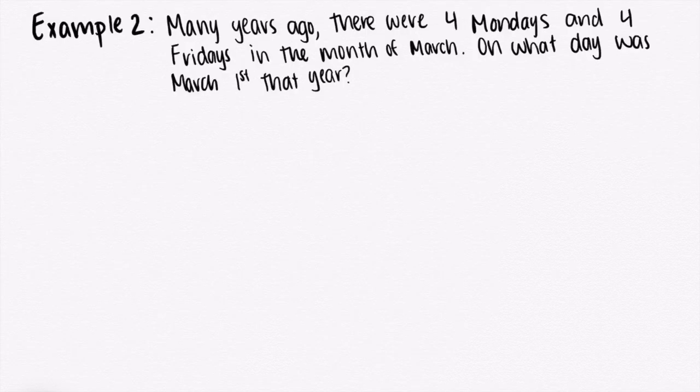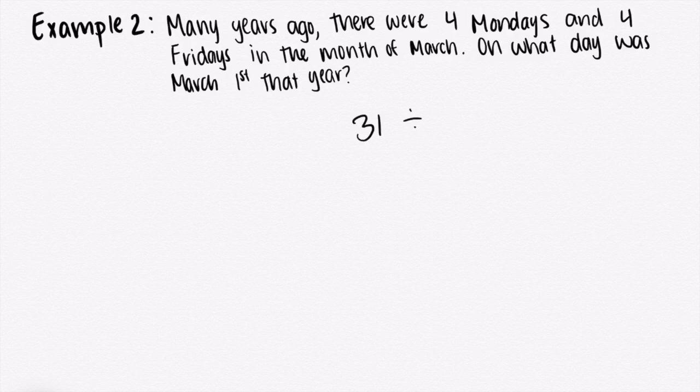Example 2. Many years ago, there were 4 Mondays and 4 Fridays in the month of March. On what day was March 1st that year? So there are 31 days in the month of March. And to find out how many times that each day occurs, we need to divide 31 by the number of days in a week, which is 7.